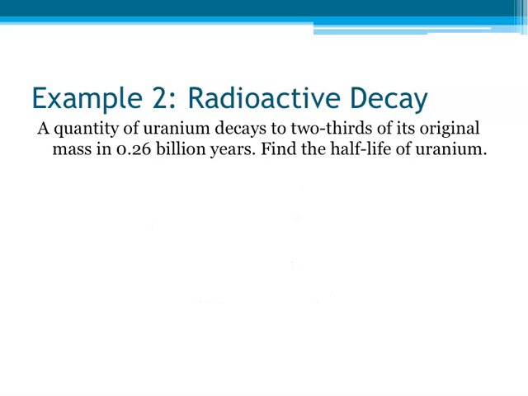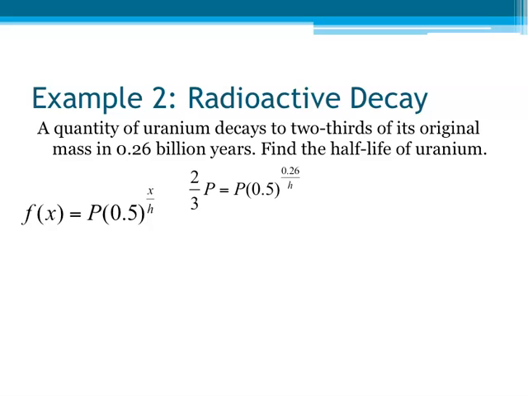A quantity of uranium decays to 2/3 of its original mass in 0.26 billion years. Find the half-life of uranium. Okay, so again, we're looking at half-life, so we're looking at radioactive decay, so we're using the same formula as we did in the last example. Now, it says it decays to 2/3. That means there is still 2/3 remaining, 2/3 of the original amount, P. Now, for this problem, though, you are not told what the half-life is, but you are told how much time has passed, 0.26 billion years. So in this problem, we are filling in the left-hand side, we're filling in for x, and we're going to have to solve for h.